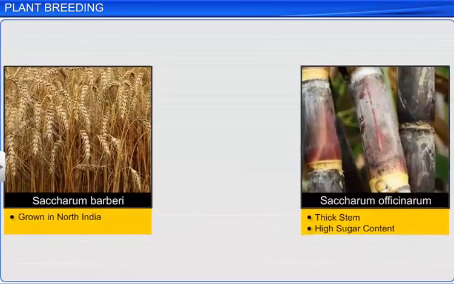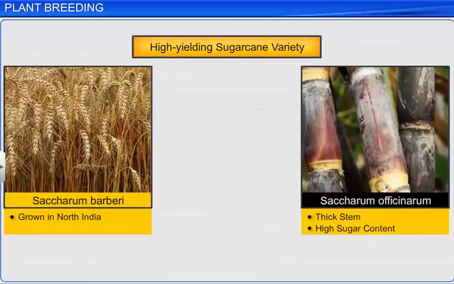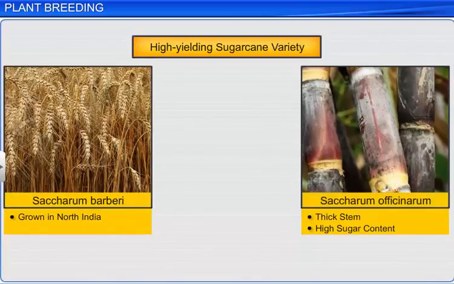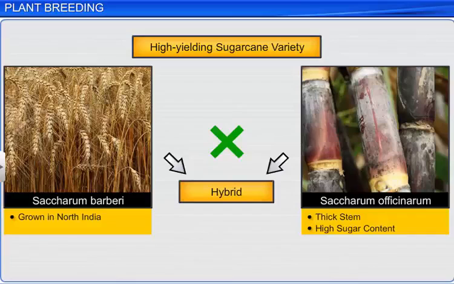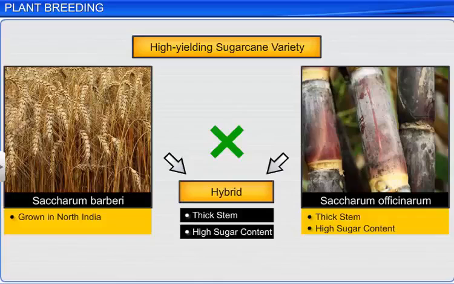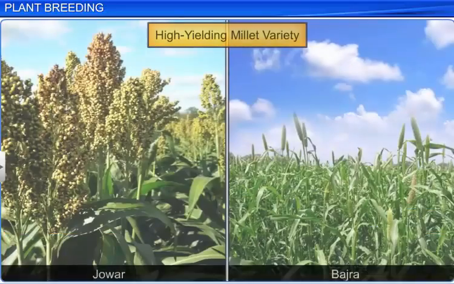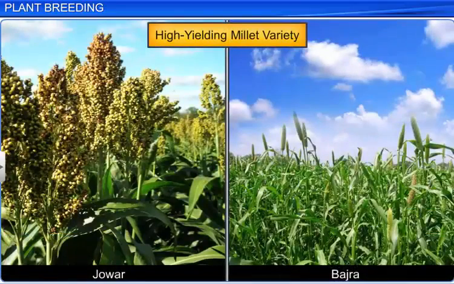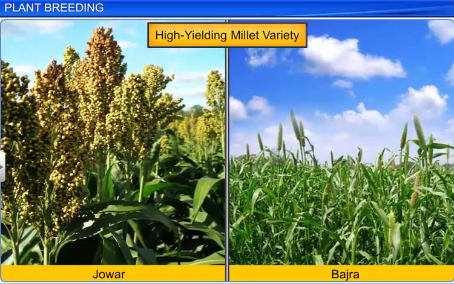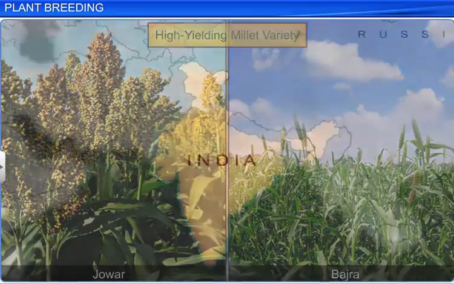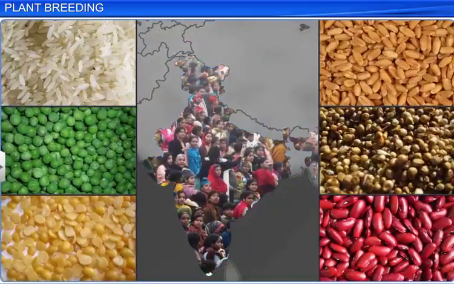In the case of sugarcane, Saccharum barberi and Saccharum officinarum were crossbred to get a hybrid. The hybrid obtained had both the characters of its parents, such as a very thick stem with higher sugar content, and the ability to grow in northern parts of India. Similarly, high-yielding hybrids of millet, such as jowar and bajra, which are resistant to water scarcity, were also developed in India. In this manner, through various plant breeding techniques, many high-yielding crops were developed that helped boost Indian agriculture.